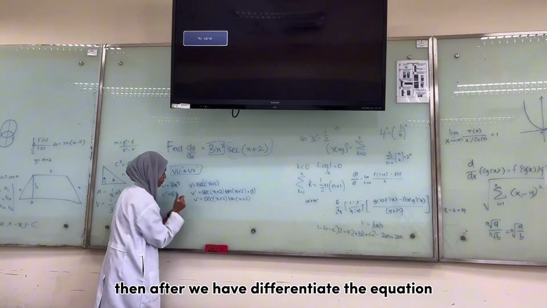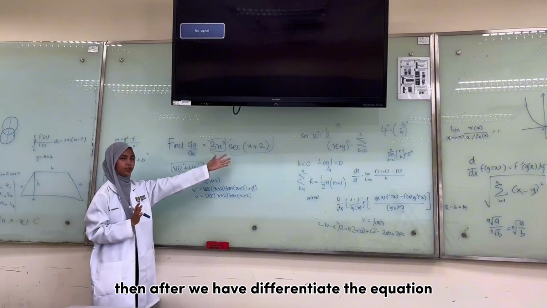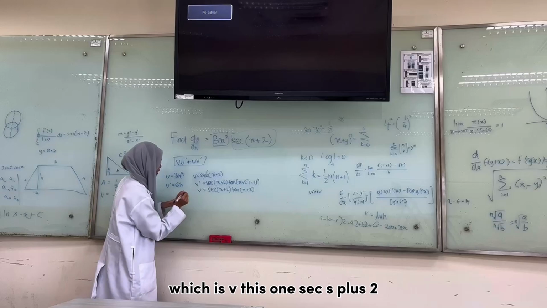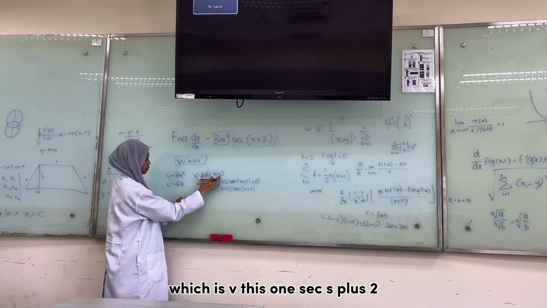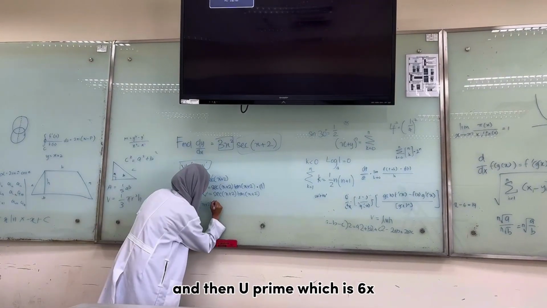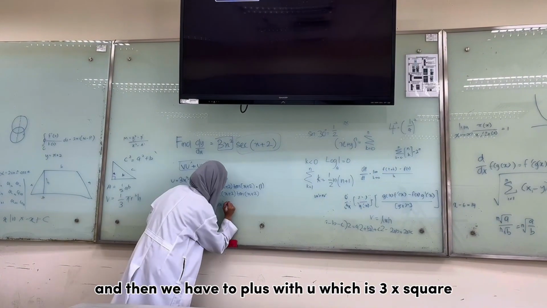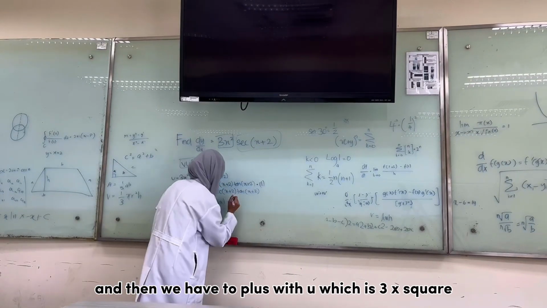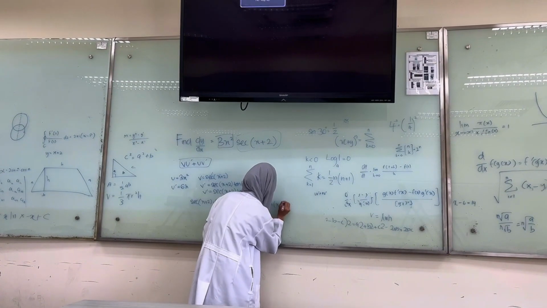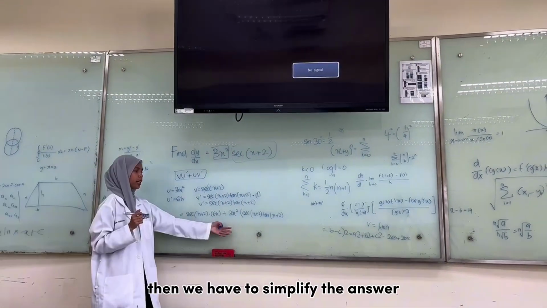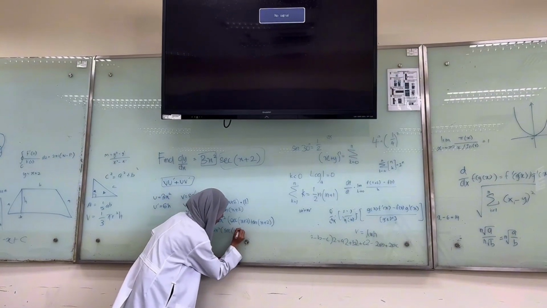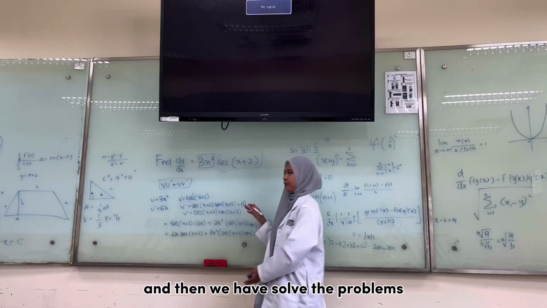Then, after we have differentiate the equation, we have to insert the answer into the formula, which is v, this one, secant x plus 2, and then u prime, which is 6x, and then we have to plus with u, which is 3x squared, and with v prime, which is secant. Okay. Then we have to simplify the answer to get the final answer. Then we have to solve the problem.